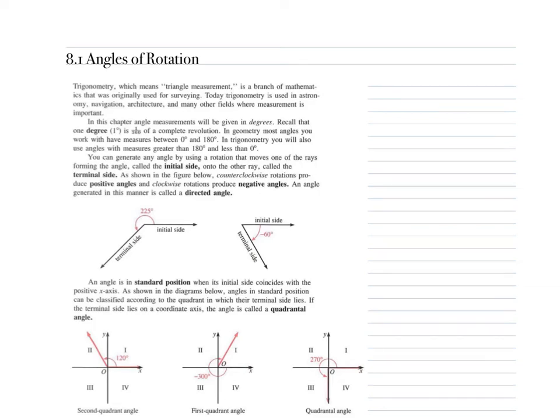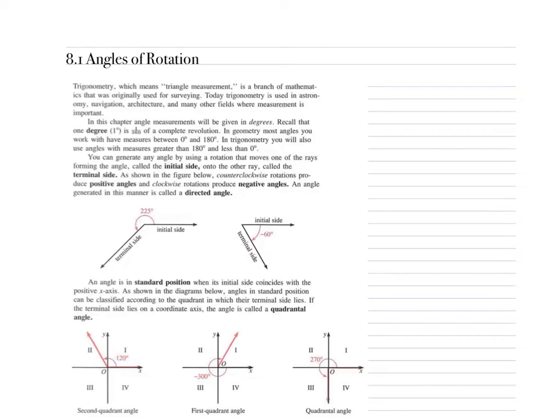8-1 angles of rotation. So we're going to start working with trigonometry, which just means triangle measurements. When we're working with these angles, we're going to be working with degrees. Normally in geometry, you go from 0 to 180 and then you're done. However, with trigonometry, you're working with anything between 0 and 360 and anything below 0 as well. So these can be negative angles also.